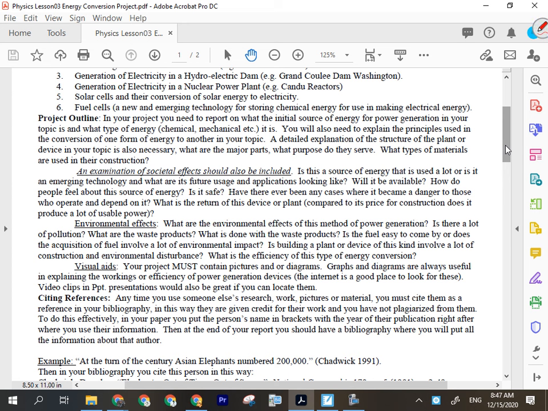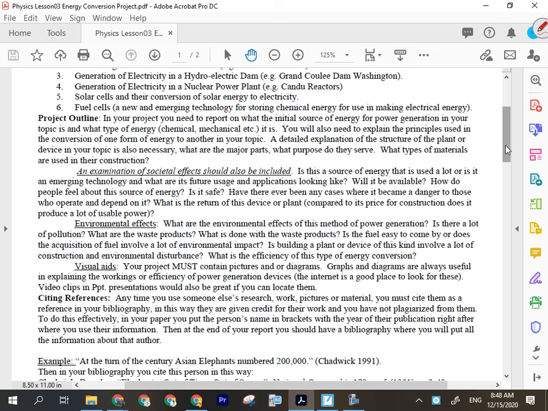Now the next part is the societal part, so an examination of the societal effects should be included as well. Is this a source of energy that is used a lot, or is it an emerging technology? What are its future usage and applications looking like? For example, coal is being phased out in a lot of places, whereas wind generation and solar generation are trying to be introduced and made more mainstream and more effective.